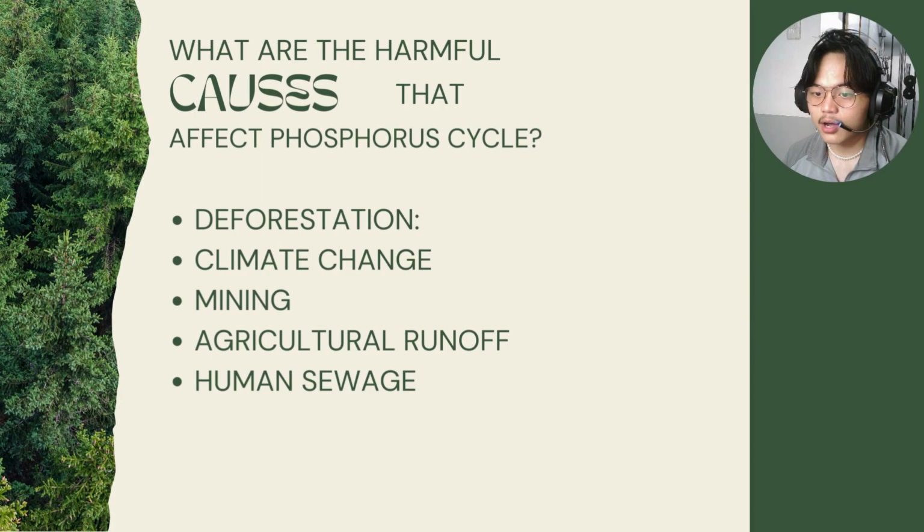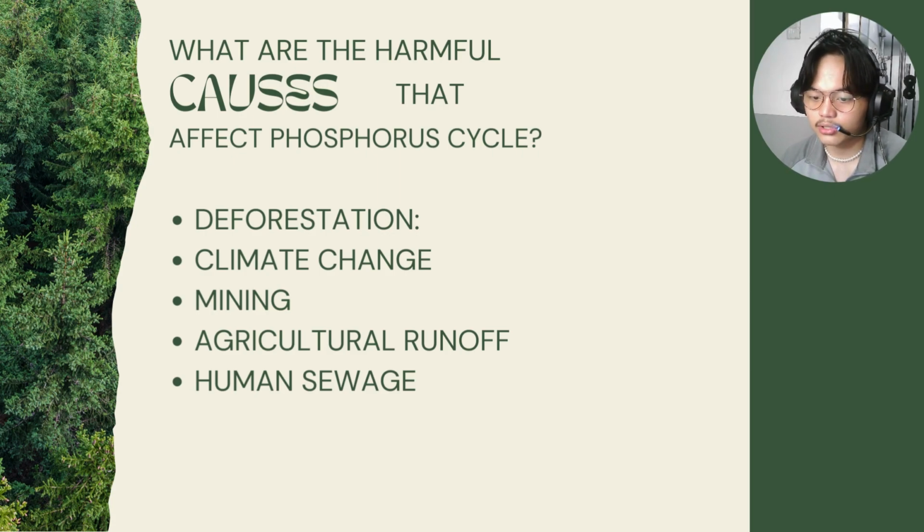What are the harmful causes that affect the phosphorus cycle? Various natural and human factors can affect the phosphorus cycle, some of which can be harmful. Here are a few examples. First, deforestation. Clearing forests for agricultural purposes or logging can increase erosion and loss of topsoil, which can carry phosphorus into waterways and contribute to eutrophication, or the excessive nutrient growth.